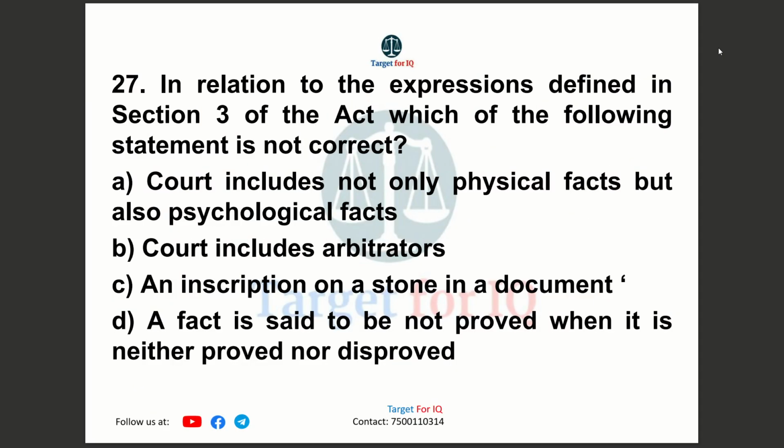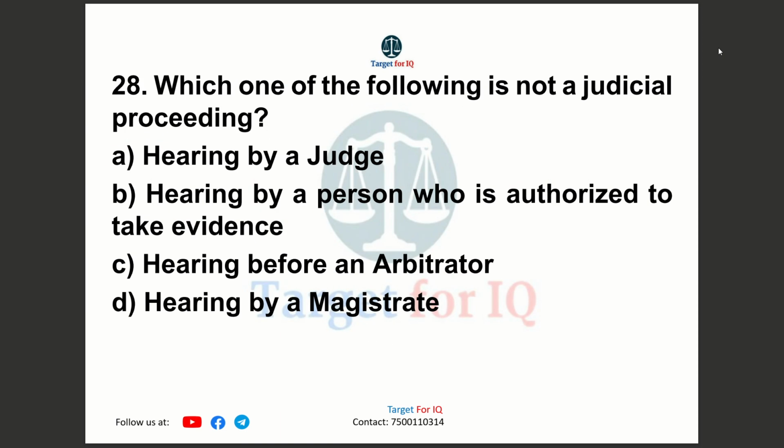Question number 27. In relation to the expressions defined in Section 3 of the Act, which of the following statements is not correct? Option A, court includes not only physical facts but also psychological facts. Option B, court includes arbitrators. Option C, an inscription on a stone is a document. Option D, a fact is said to be not proved when it is neither proved nor disproved. Answer to question number 27 is option B, that is, court includes arbitrators.